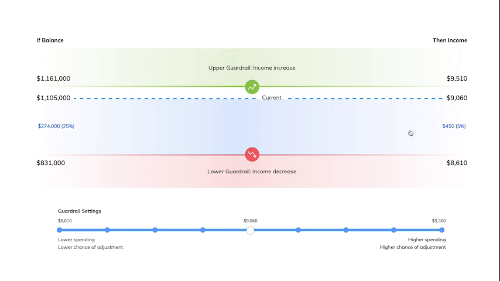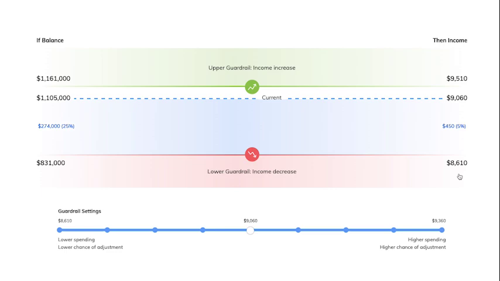So in this case, if their accounts drop by 25%, so that would be a $274,000 drop like you're seeing here, down to $831,000, then they would have to decrease their spending by about $450 down to $8,610. So that's a very large drop to have to make any sort of adjustment. So this would be considered a very safe plan for them. So it's very unlikely they're going to have to make too many adjustments over time, downward, I should say. They may get to make plenty of adjustments upward.